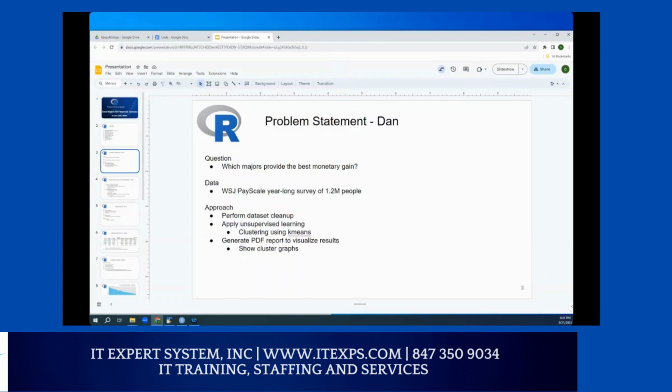In terms of problem statement, the big question we are trying to address, also in the title of this presentation, is which majors provide the best monetary gain. The data that we used is based on a year-long survey done by PayScale on 1.2 million people and published in the Wall Street Journal. The approach that we used was to clean the data set, do clustering via k-means, and generate a PDF report to visualize the results.